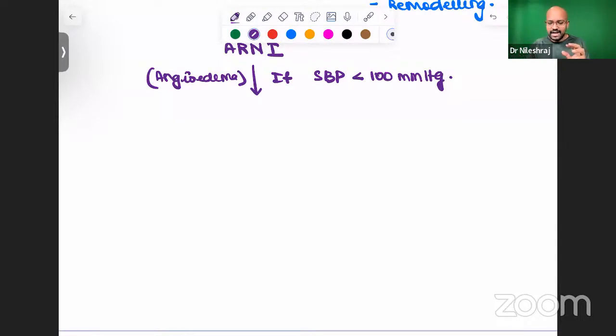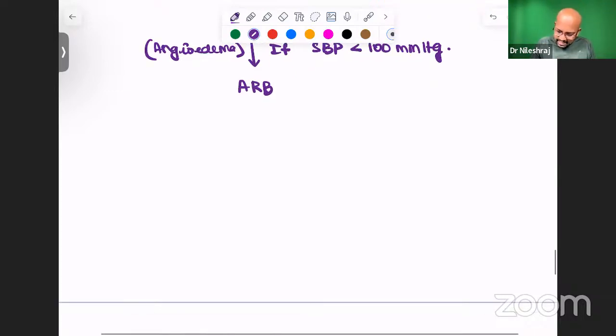ARNI drugs will be producing angioedema. ACE inhibitors will also be producing angioedema. So if a patient is producing any of these symptoms, then we can purely give an ARB, without combining it with NEP inhibitors. Good.